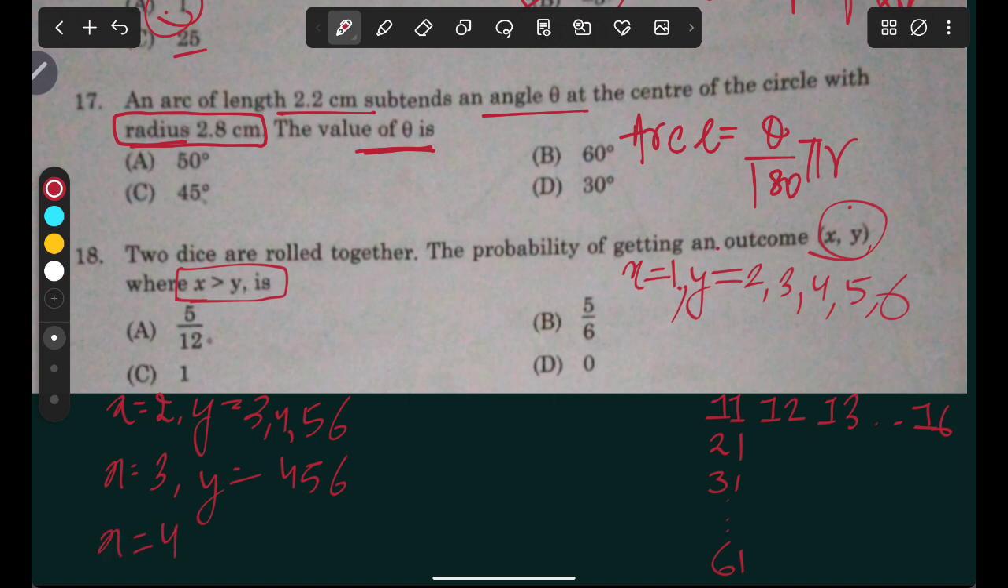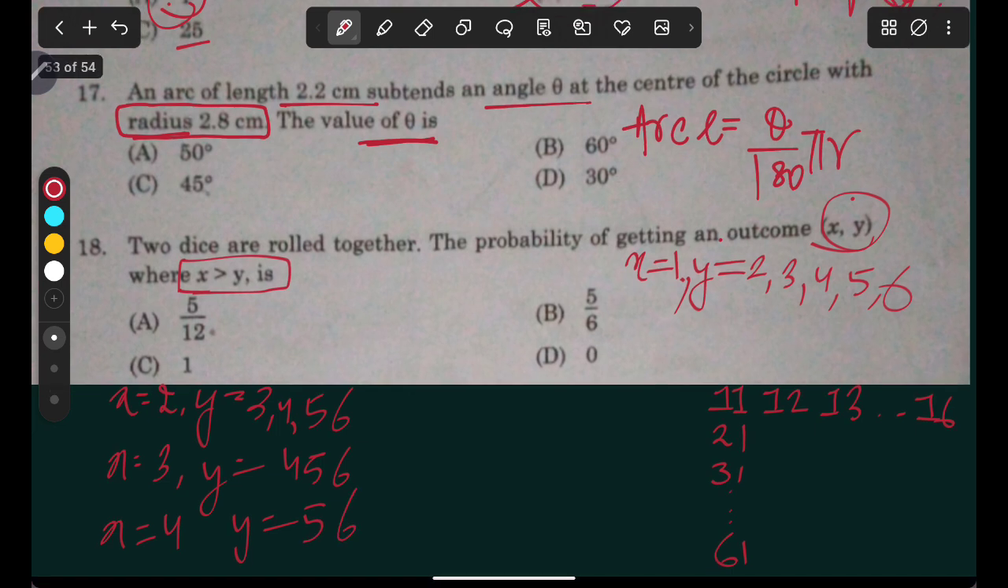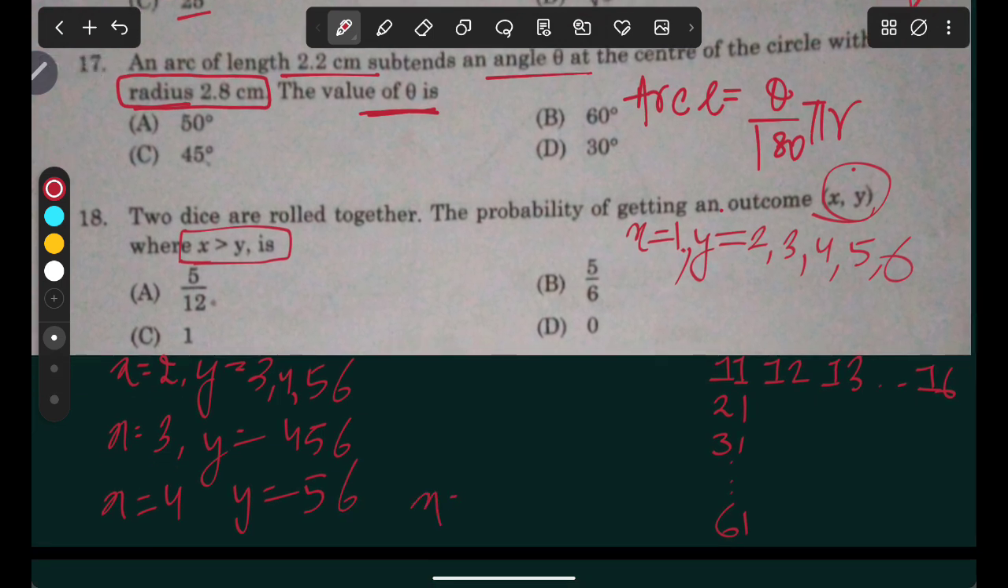For x is equal to 4, y can be 5, 6. At x is equal to 5, y must be 6. So how many cases do we have? 1, 2, 3, 4, 5, then 6, 7, 8, 9, 10, 11, 12, 13, 14, 15. We have 15 cases in total. Total number of outcomes is 36.